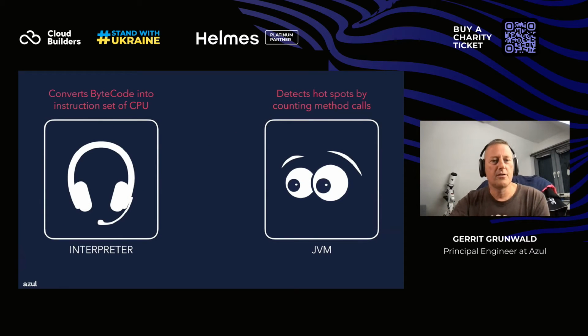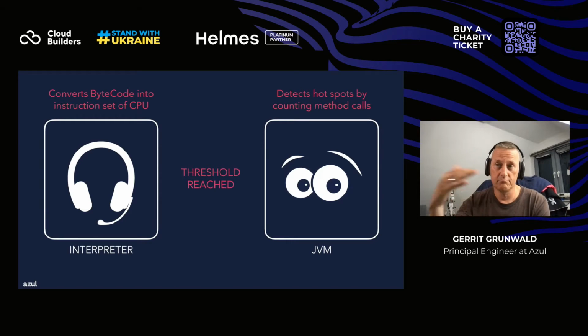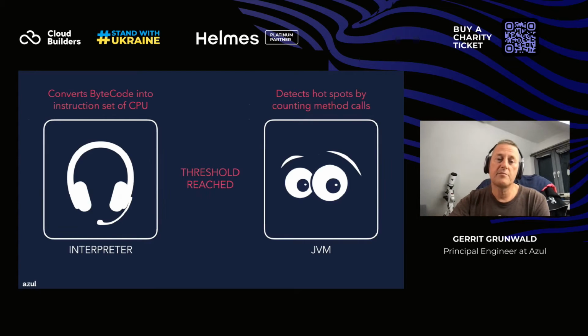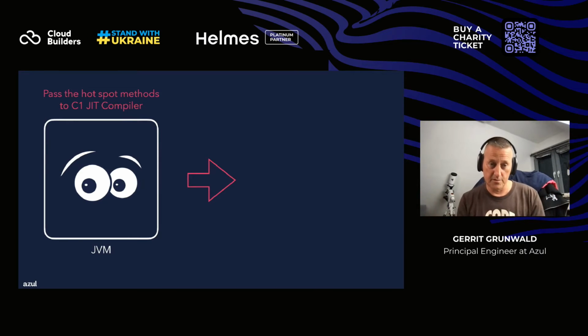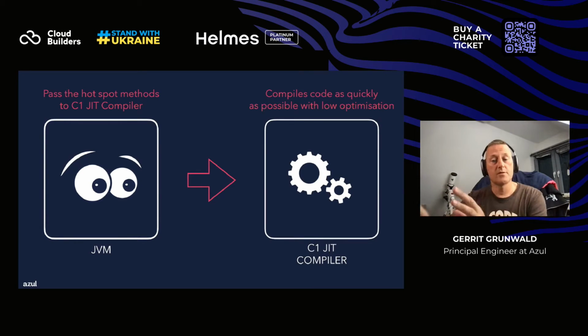So if we continue on how it works, then we have this bytecode, and we have the interpreter. The interpreter takes the bytecode and converts it into the instruction set of the CPU of the current machine. And the JVM is, let's say, looking at it, and it's counting method calls, right? If a method was called a specific number of times, then it reaches this threshold, and then the JVM takes this hot code, the so-called hotspots, which is one of the reasons why the HotSpot compiler was called the HotSpot compiler. It takes this hot method and passes it to the C1 JIT compiler.